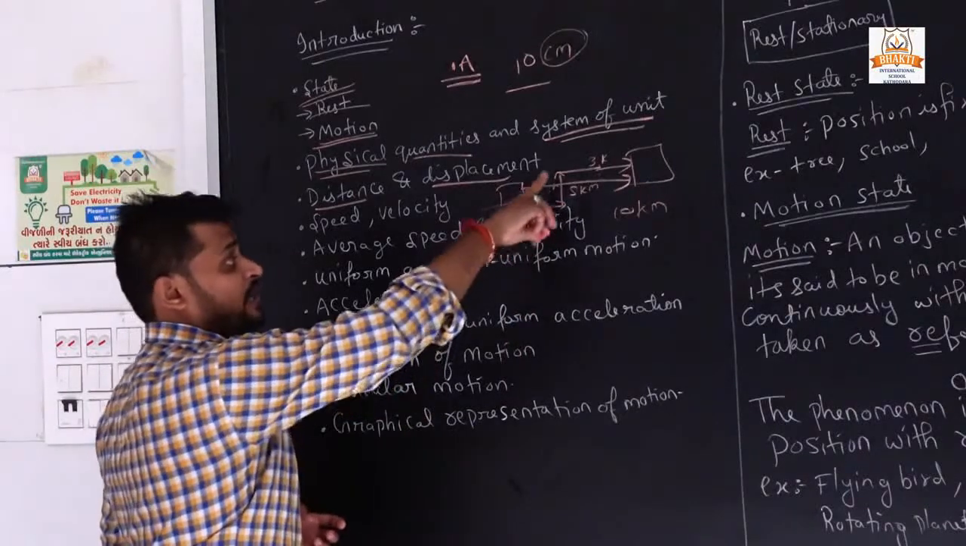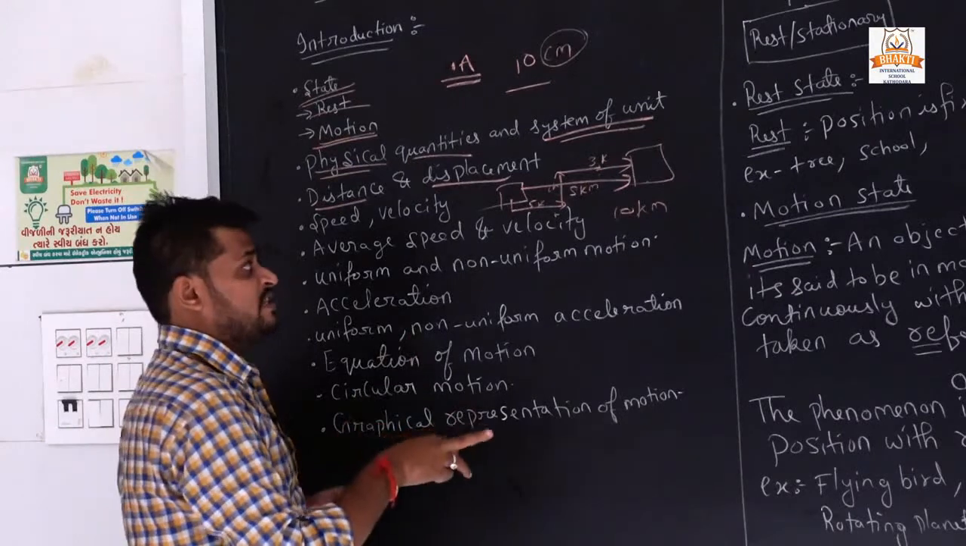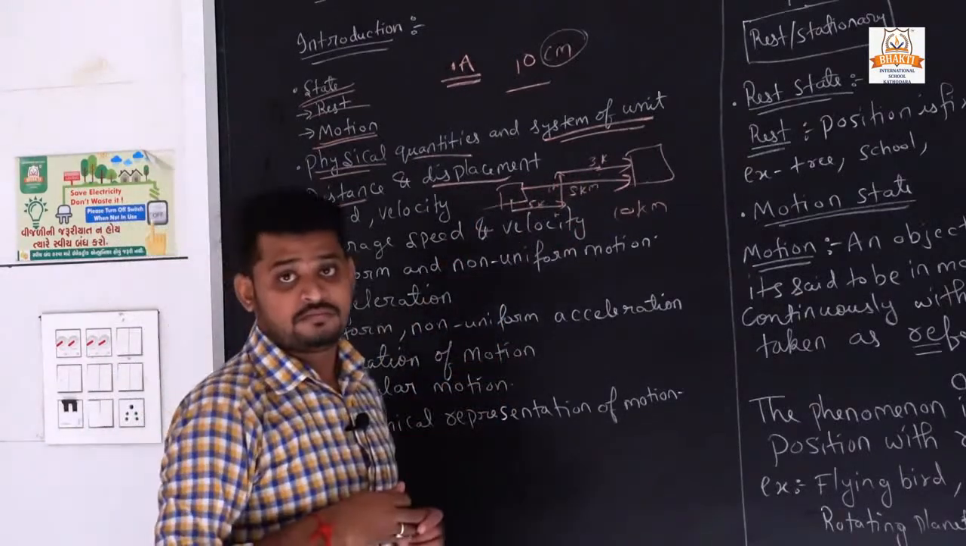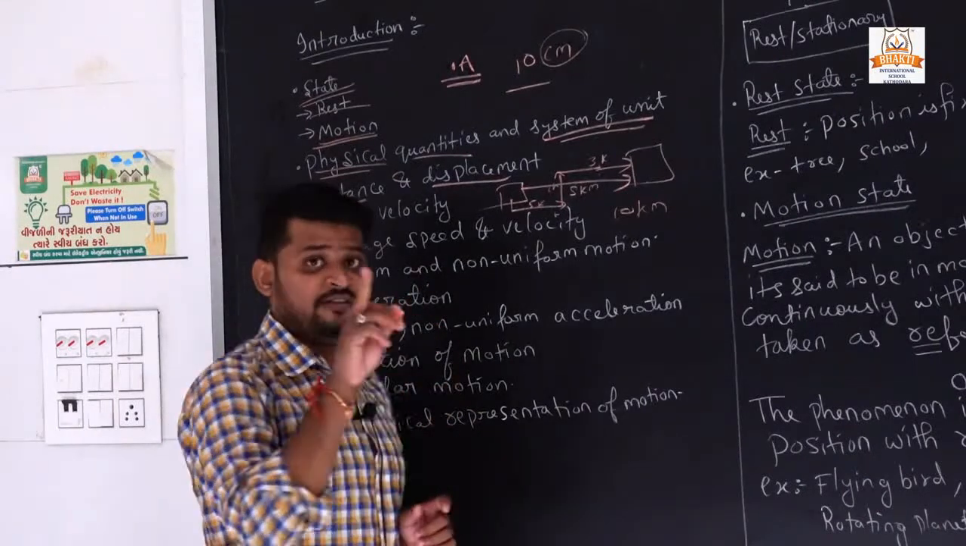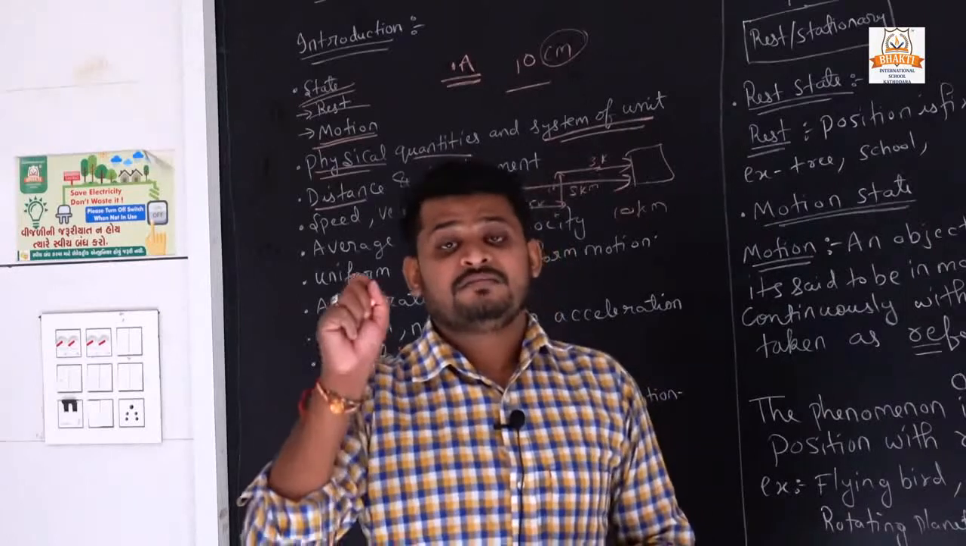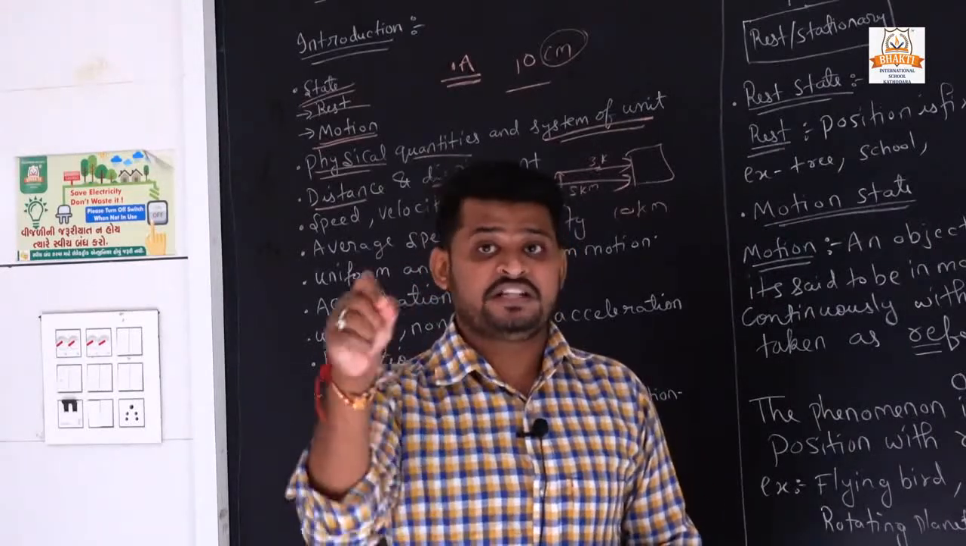So I travel 10 kilometers and then reach school, but in displacement I travel only 5 kilometers and reach that school. If you didn't understand, I will give you one more example. The train follows distance, but the aeroplane follows displacement.